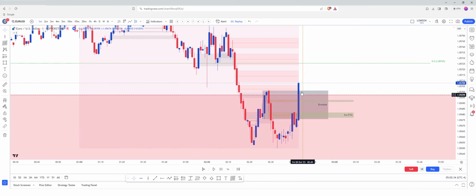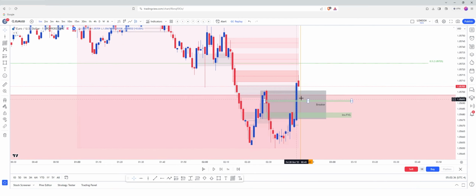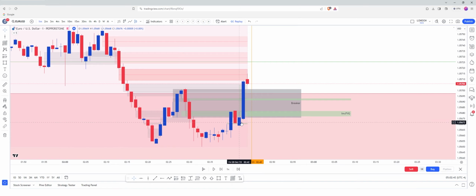Let's see if we leave a bullish fair value gap as well, which we do. So at 244, we now have a large bullish fair value gap. So that's the gap between candle 1, candle 2 and candle 3. So this gap between these two candles where there's no overlap is our bullish fair value gap.